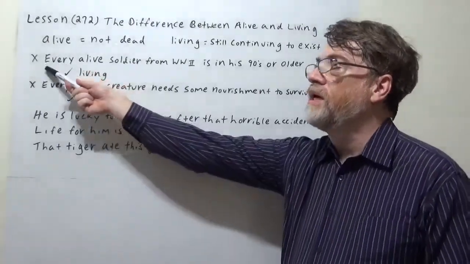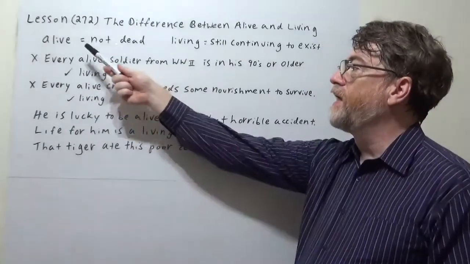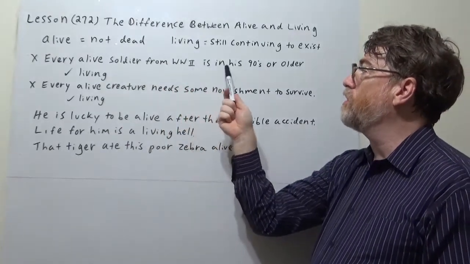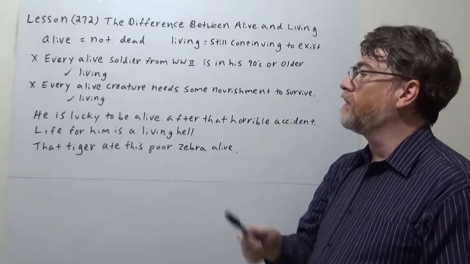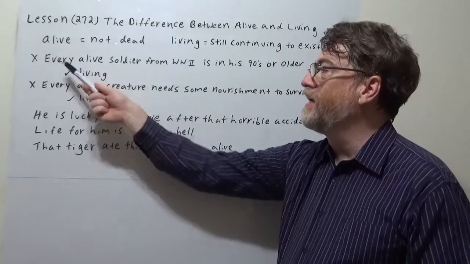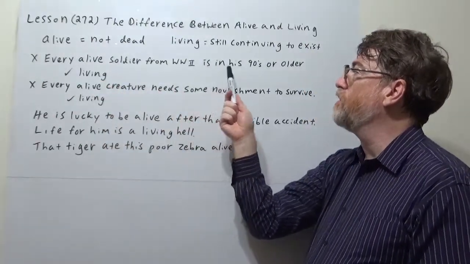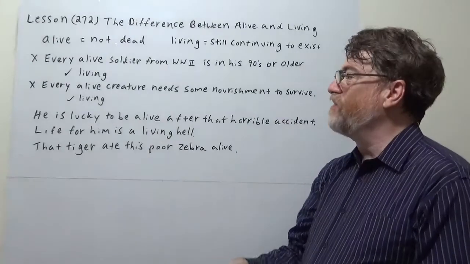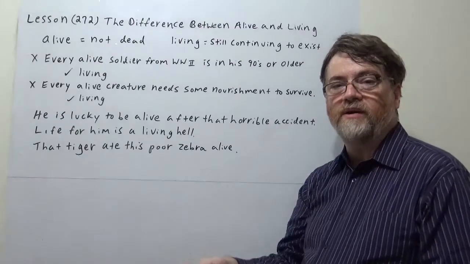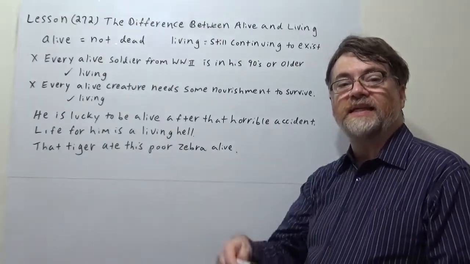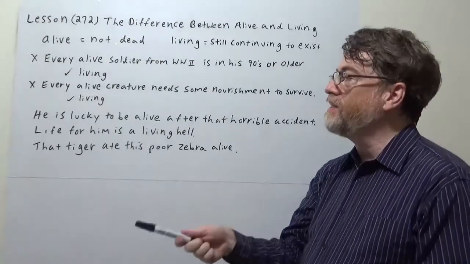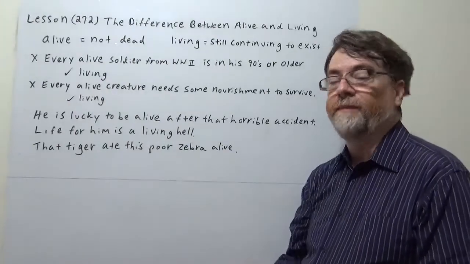The first one here, of course, again with the X, this is wrong. If we say, every alive soldier from World War II is in his 90s or older, of course, that sounds awkward. That sounds weird. It would be correct to say every living soldier from World War II is in his 90s or older. If you said alive, I don't know, it sounds like every not dead soldier. It's really awkward, it's weird. Here we want to emphasize that somebody is still existing, it's still going on. We're not emphasizing that somebody is not dead. So in this case, living is the one that is proper.